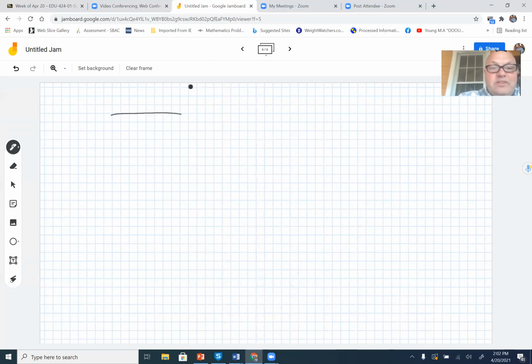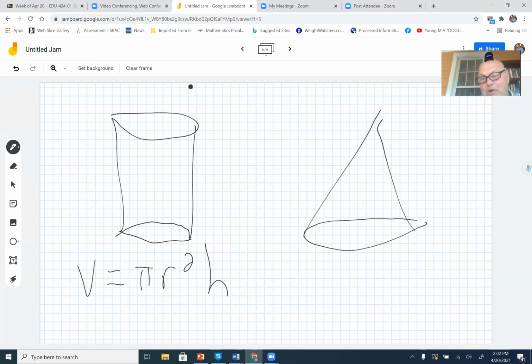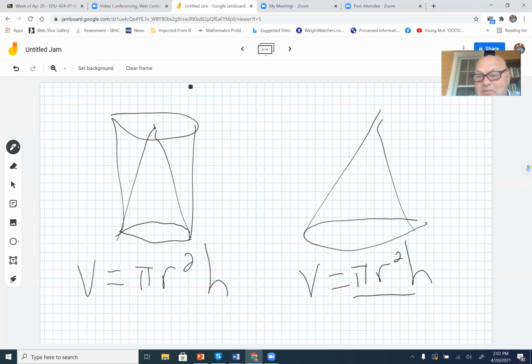All right, so here's the cylinder. And I told you before that the volume of the cylinder is equal to the area of the base, which is pi r squared, times the height. Well, what happens if the top comes to a point? We have a cone, and we could see that there's 3 cones that make up a cylinder. So the volume would be the area of the base, which is pi r squared, times the height. But then since it comes to a point and there's 3 of them, we divide it by 3.